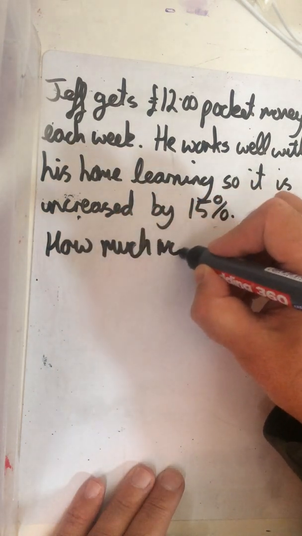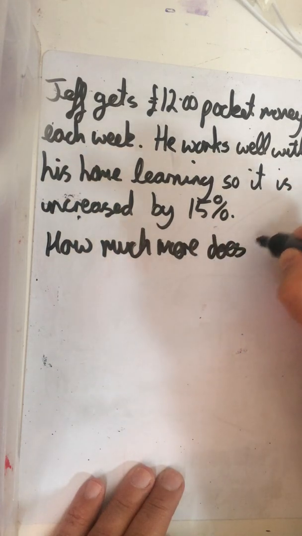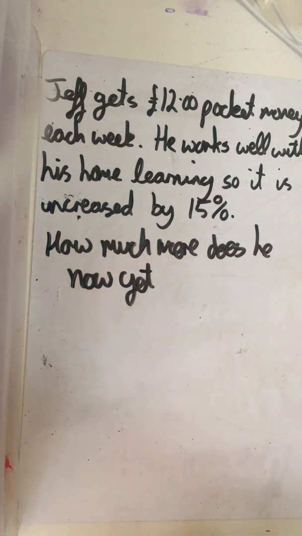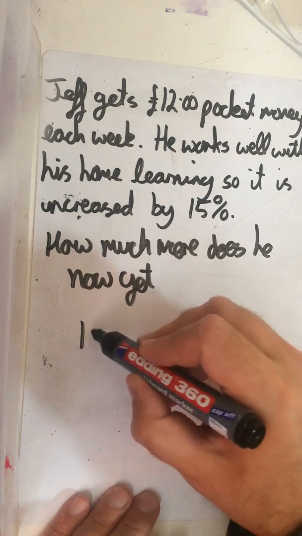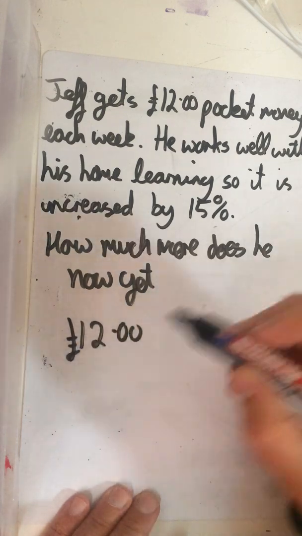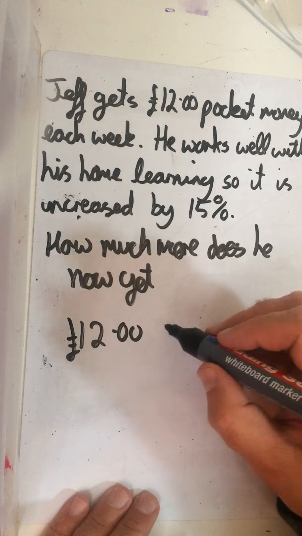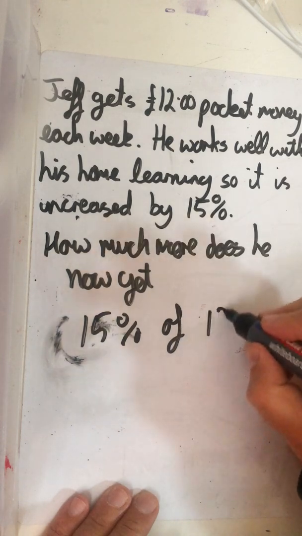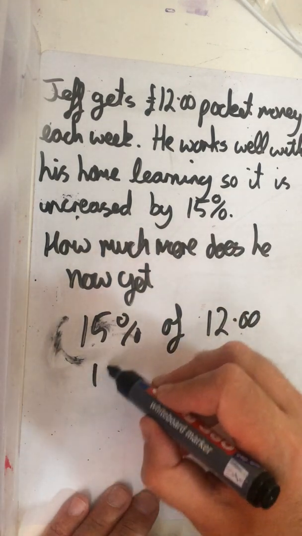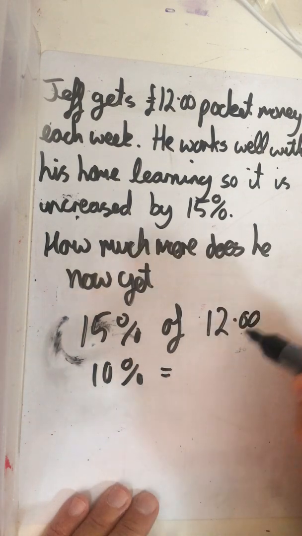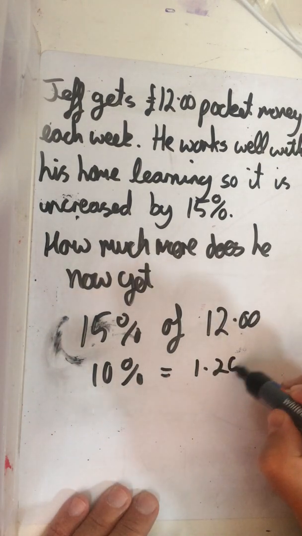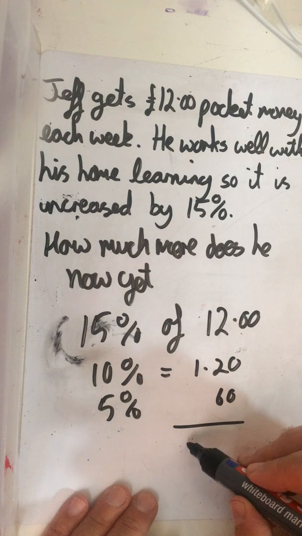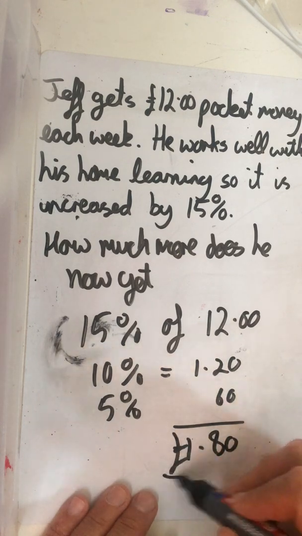How much more does he now get? Okay, this is just a straight percentage question, isn't it? £12 is what he gets. His increase is by 15%. So you have to find 15% of £12. Okay, so 10% will be, divide that by 10, £1.20. 5%, half that again, will be 60p. So he is getting an extra £1.80 a week.